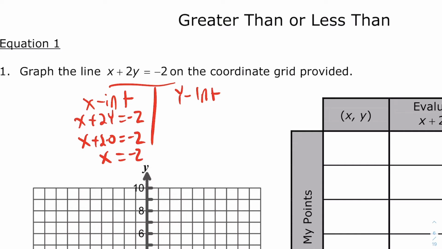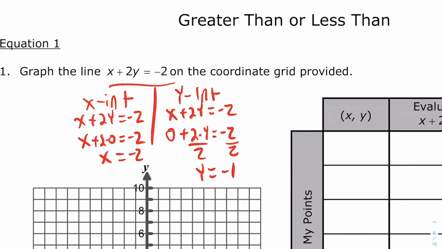To find the y-intercept, you take the original equation and you're going to put 0 where x is. You do 2 times y equals negative 2. We'll divide by 2 and we'll get that y is equal to negative 1. Those are my two intercepts. The first one was at negative 2, 0 because we plugged 0 for y. The second one is at 0, negative 1 whenever we plugged 0 for x.